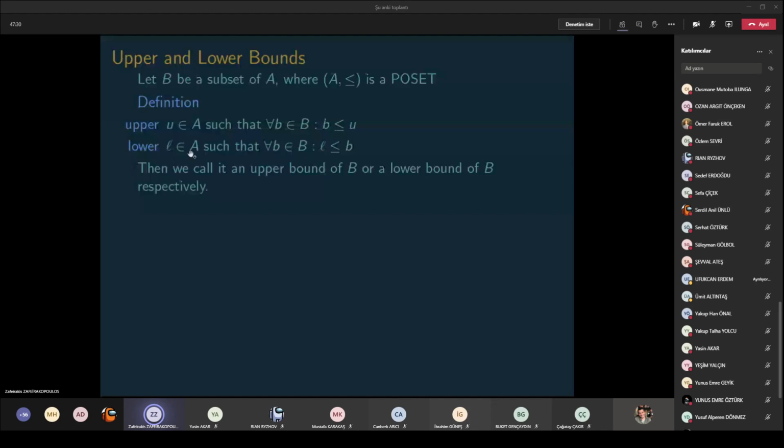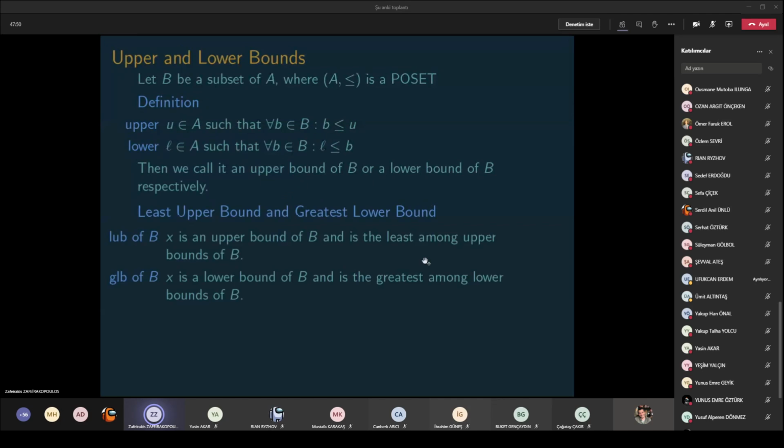And a lower bound is an element of A such that all elements of B are greater than it. Remember, upper and lower bounds refer to a subset, to a set. So all elements of this set must be smaller or greater, and then we call them upper bound and lower bound of B. Okay? What is very important is the least upper bound and the greatest lower bound.